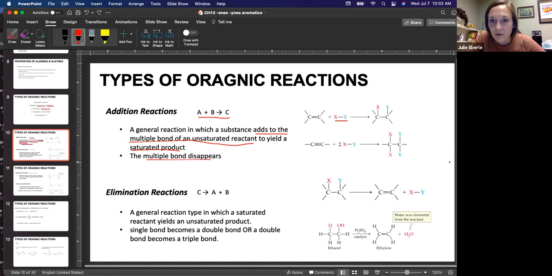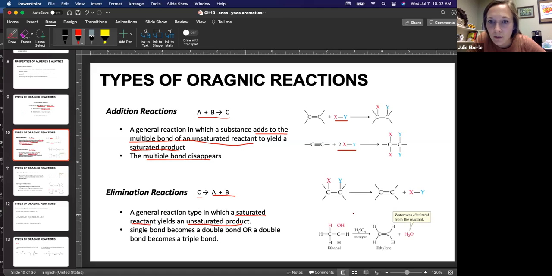Same thing, you can imagine it for an alkyne. It's just going to require double the amount of reactant, okay? Because you've got to take away 2 extra bonds, all right, to make it a saturated product. Okay, elimination reactions are basically the opposite. You have one compound breaking apart into 2 things. Okay, so in a general reaction type, this is when a saturated reactant yields an unsaturated product.